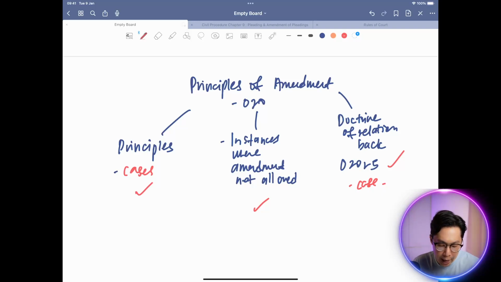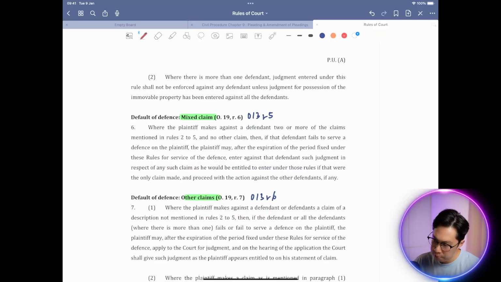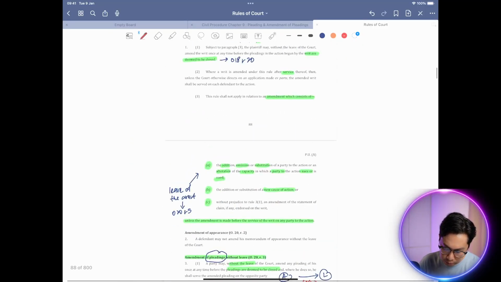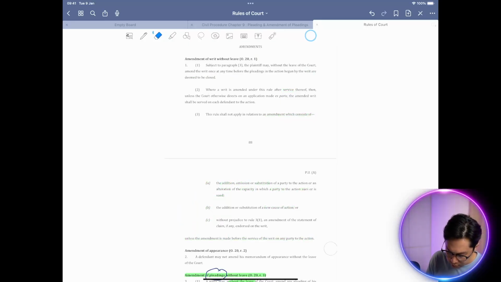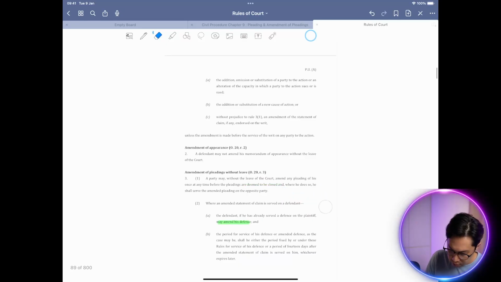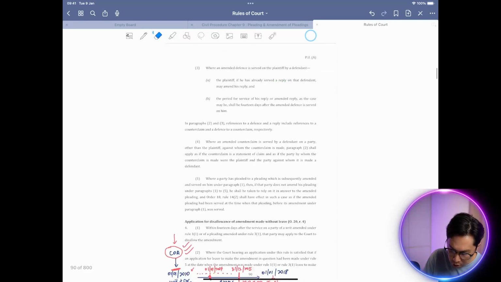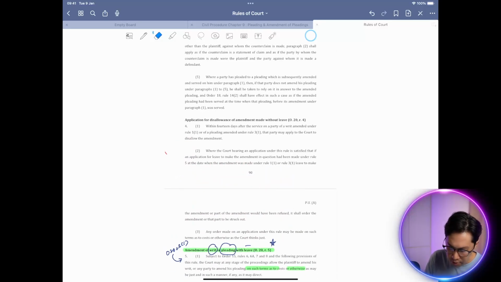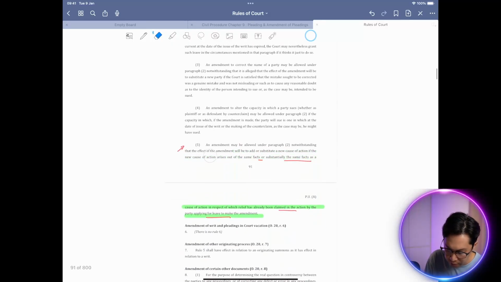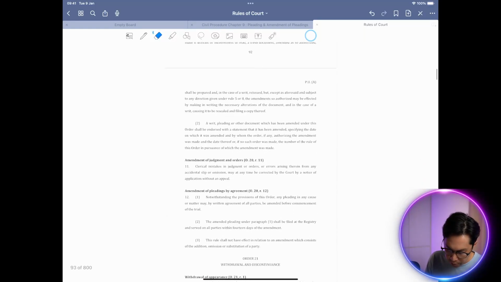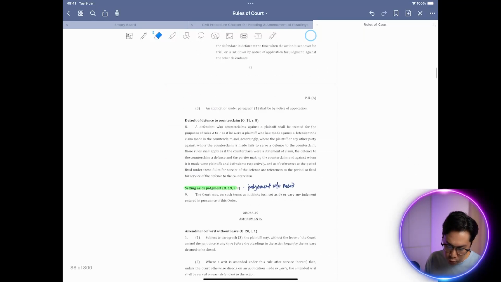Now, let's look at your statute. Let's look at Order 20. And let's read it together. We have read it before, so let's read it again. Okay, so now we read for the second time already. So by right, you should have a much better understanding now. All right, okay. Now, first one.